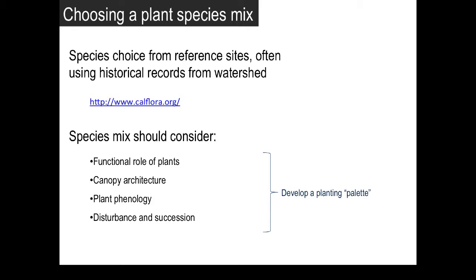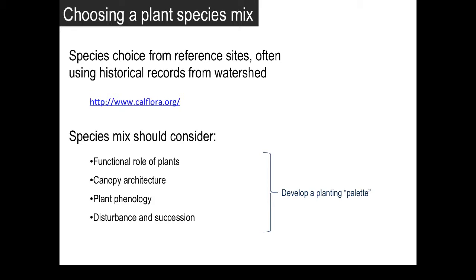So when choosing a plant species mix, the species choice typically begins from our reference sites, and often using historical records from a watershed. So in class, we had looked at an example of one species, yerba mansa, which is a common wetland and riparian species in the southern coastal zone.